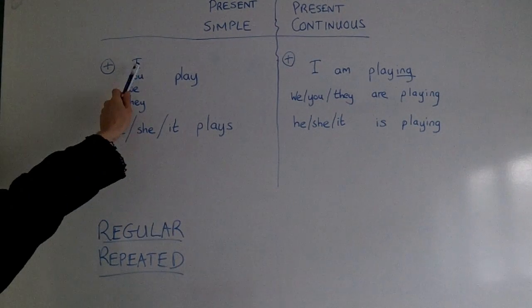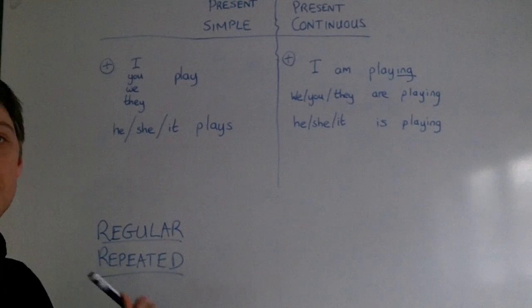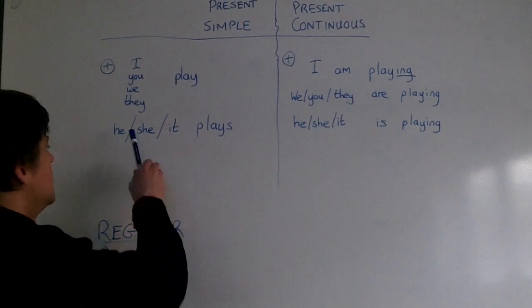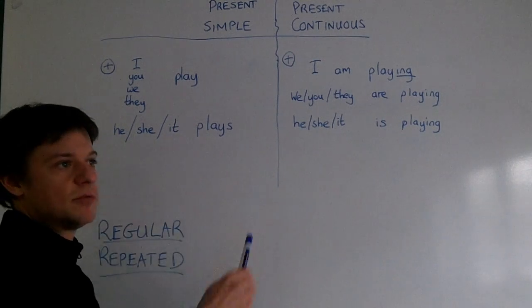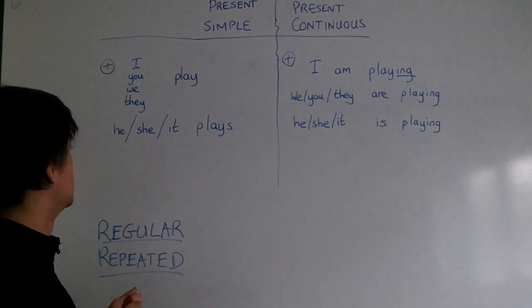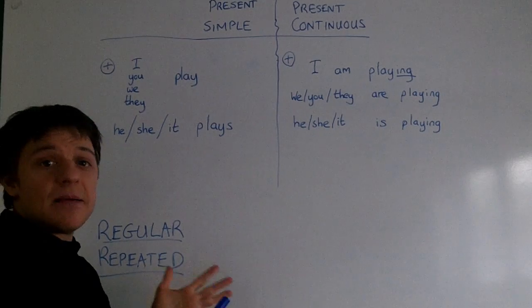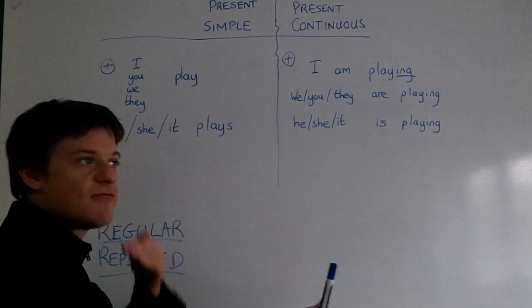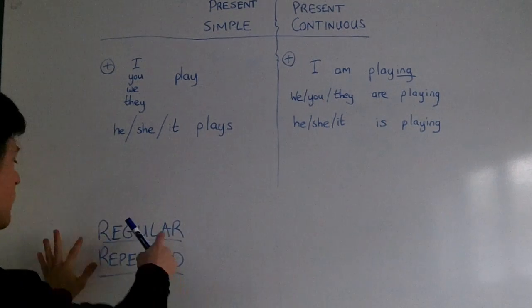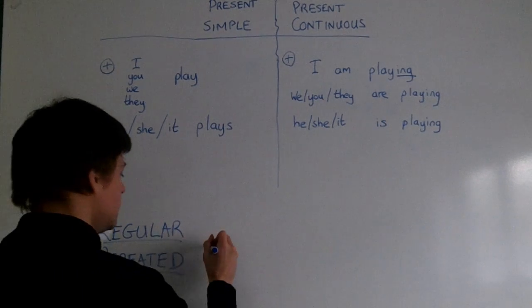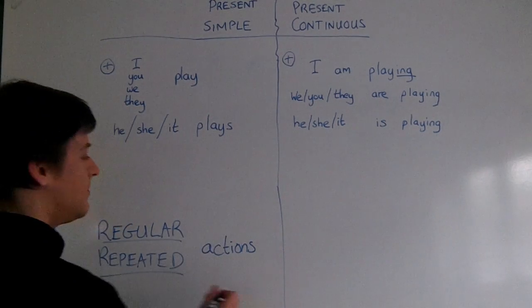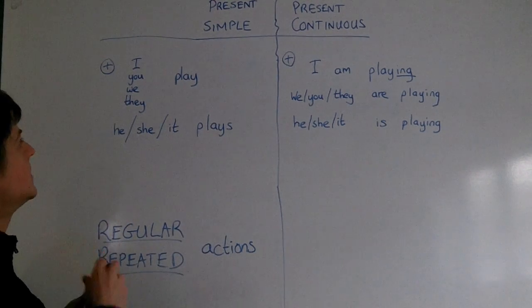So, for example, I play football on Saturdays. Or it could be he plays football every month. Or what time do you play football on Saturdays? This is still happening every Saturday. So for regular repeated actions we use present simple. I will give you more examples in a moment.